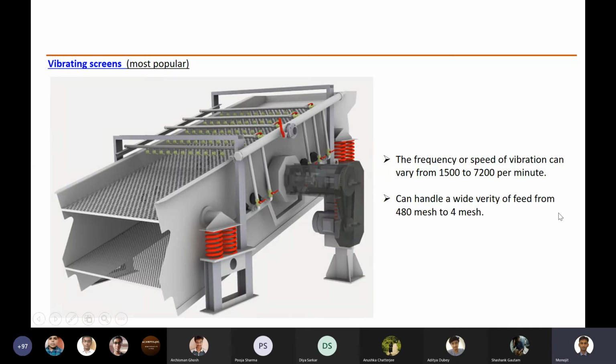So it can handle a wide variety of feed, from 480 mesh to 4 mesh. It's a wide range of variety it can operate. That's why it's the most popular. I mean, this is the one which is used in most of the chemical industry also.